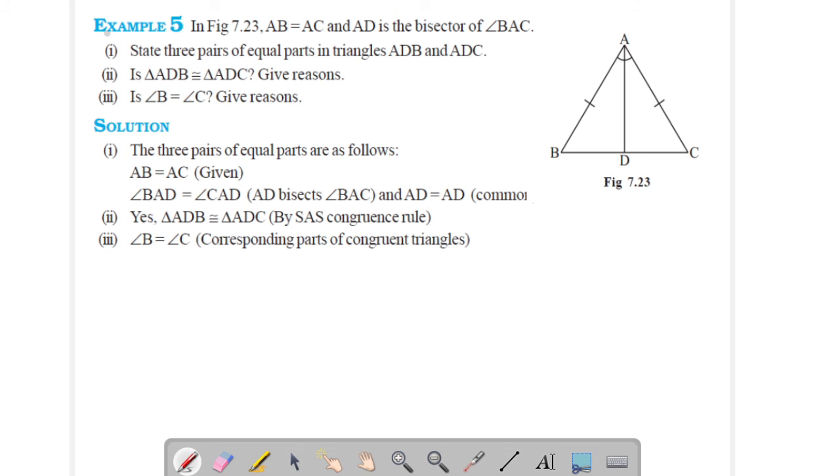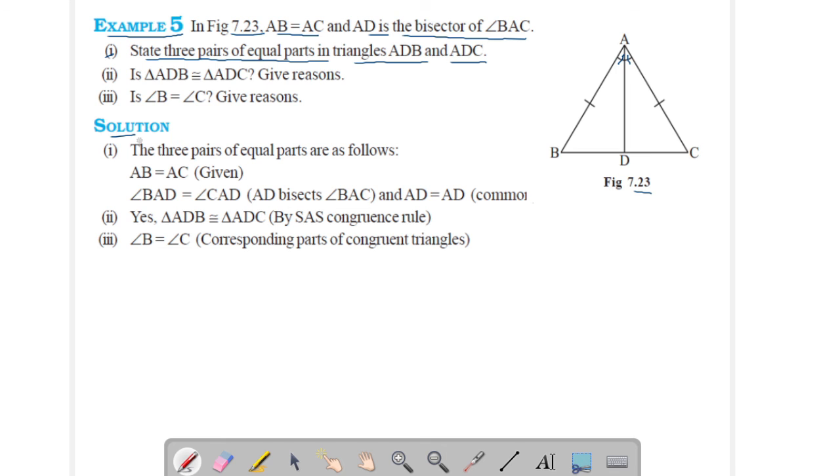Now come to example 5. In figure 7.23, this is your figure. Here AB equal to AC and AD is the bisector of angle BAC. That is, this angle is equivalent to this angle. Now first part, state the three pairs of equal parts in triangles ADB and ADC.